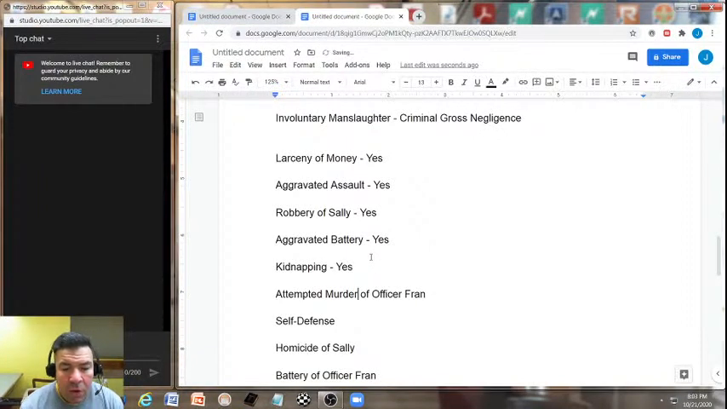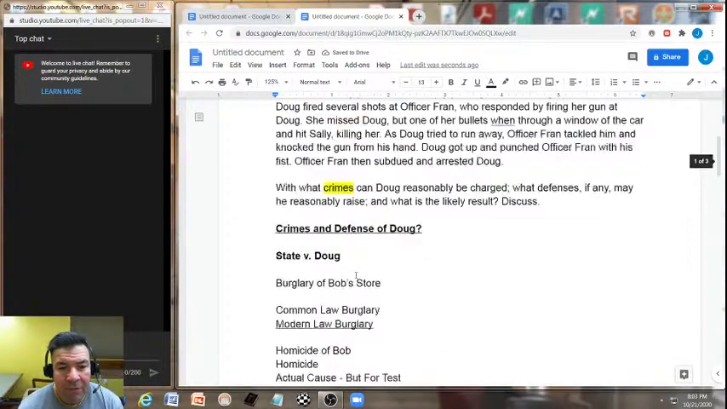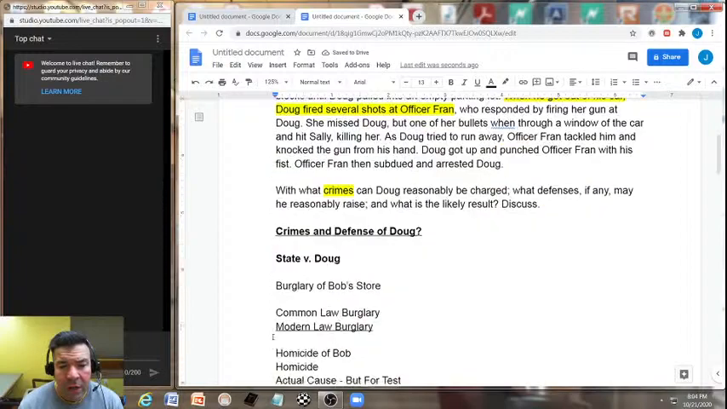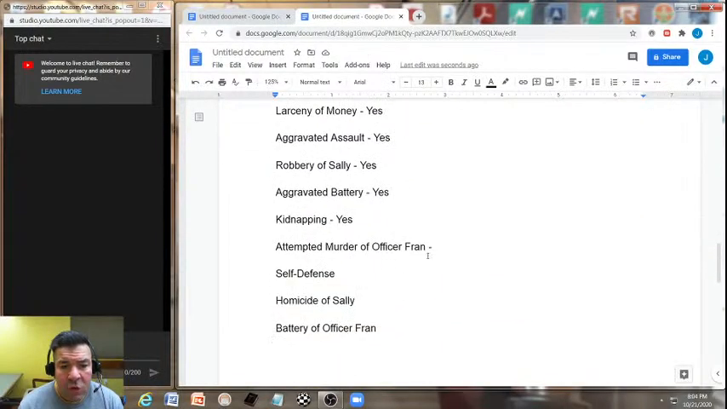Now we're going to look at the attempted murder of Officer Fran, coming up into the facts now. Officer Fran, who was responding to a report of gunshots at Bob's store, saw Doug speed out of the parking lot in his car. Officer Fran chased him for several blocks until Doug pulled into an empty parking lot. When he got out of his car, Doug fired several shots at Officer Fran. This is the set of facts that represents the attempted murder.